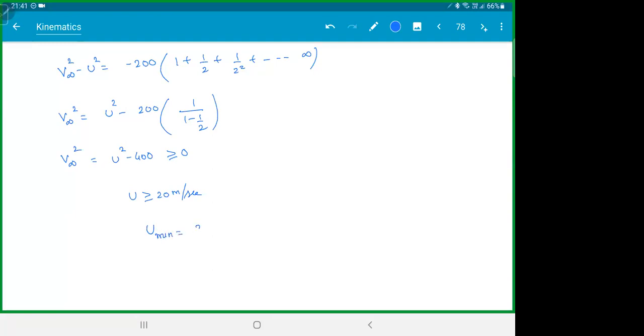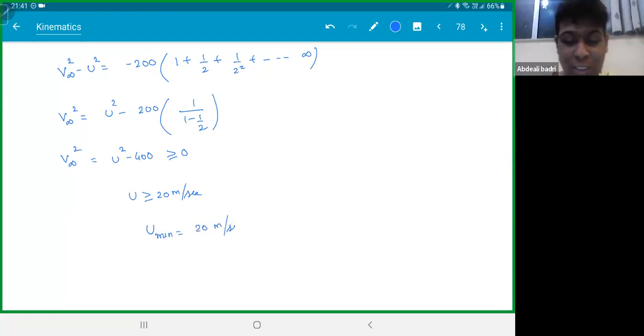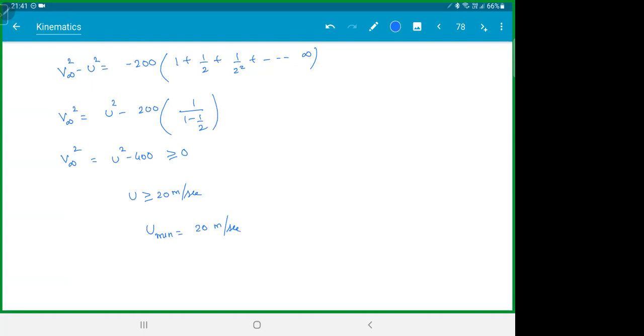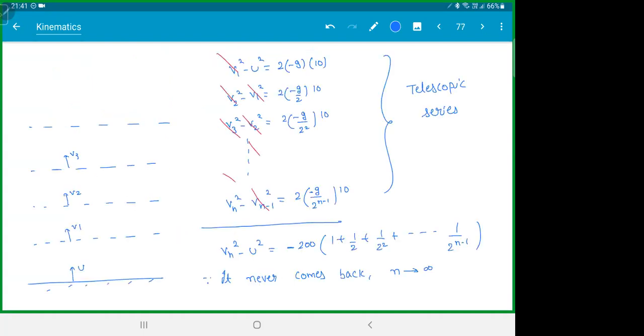The u minimum is 20 meters. So basically, any speed greater than 20, you never come back. Please check the steps.